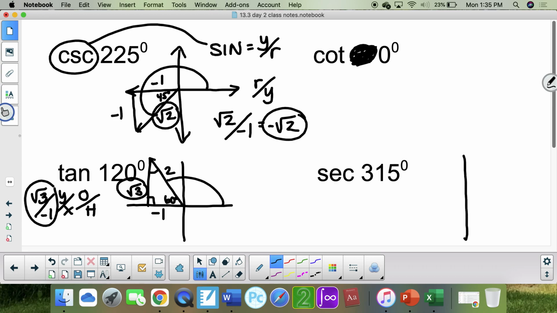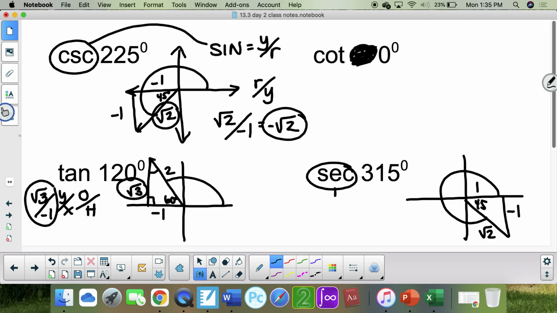This one over here, 315, puts you in this quadrant. This is 45, -1, +1, √2. This is the reciprocal of cosine. Cosine is x over r, so this one is r over x. The r is the radius or the hypotenuse, and the x is 1, so it's √2 over 1.